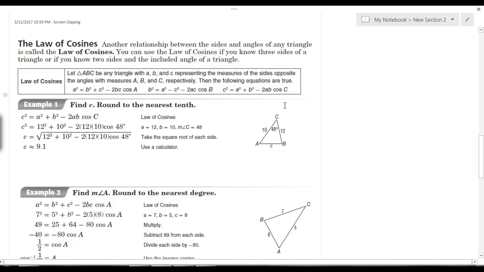So that's helpful for us here because we have our angle C and side C. So we can have side C squared over here. So here's our formula. We fill in our numbers. Side A is 12, side B is 10. So we get 12 squared plus 10 squared minus 2 times 12 times 10 times the cosine of 48. We can just put a square root around that whole quantity and put it into the calculator, and you get 9.1.